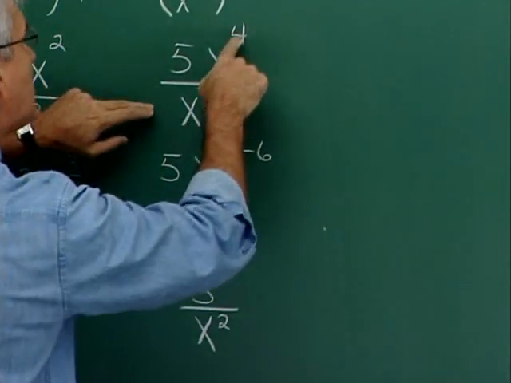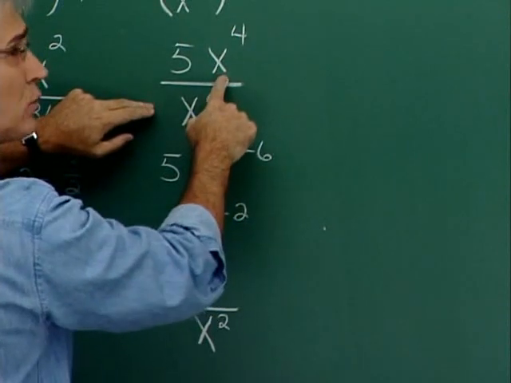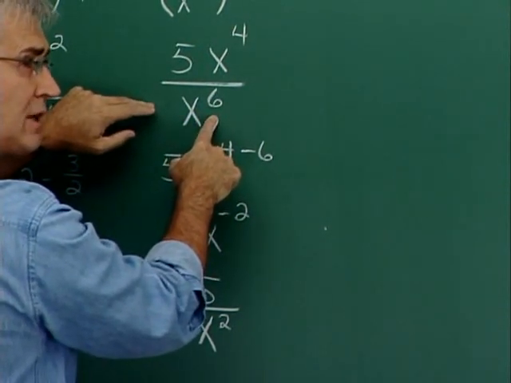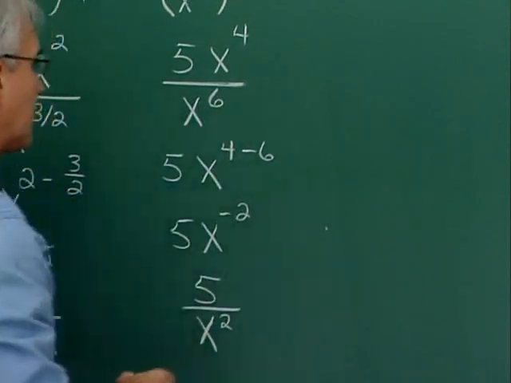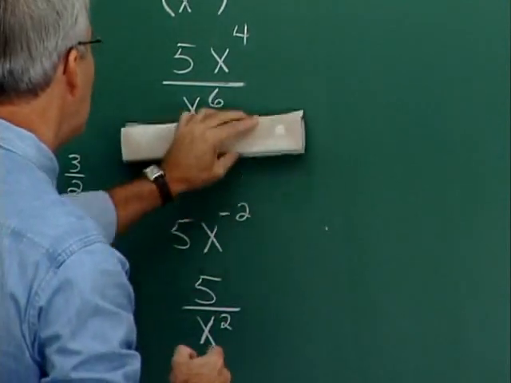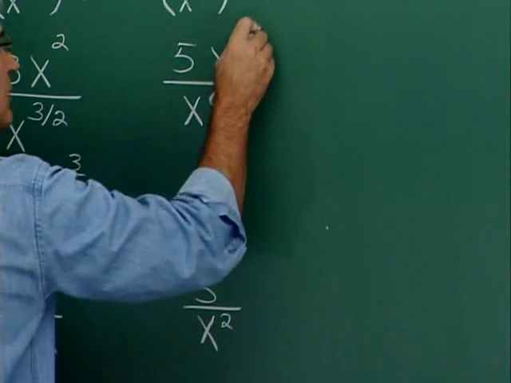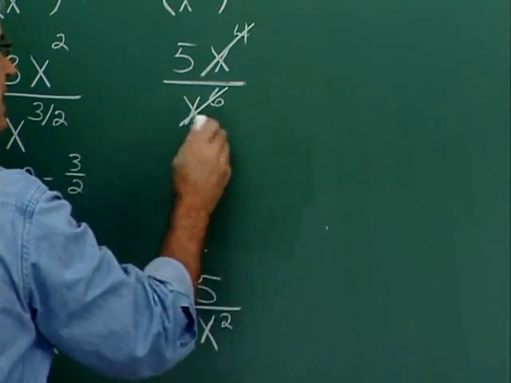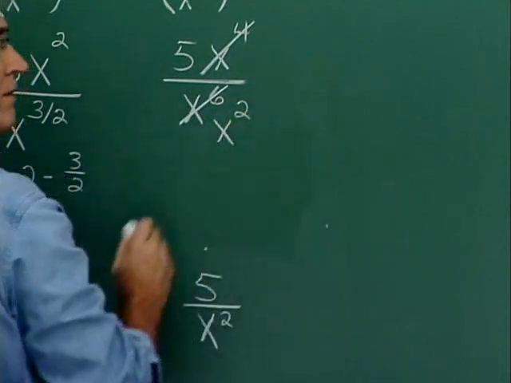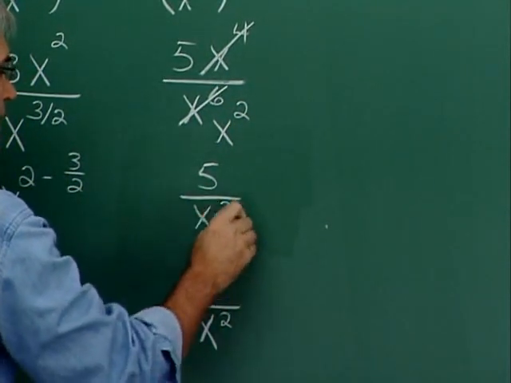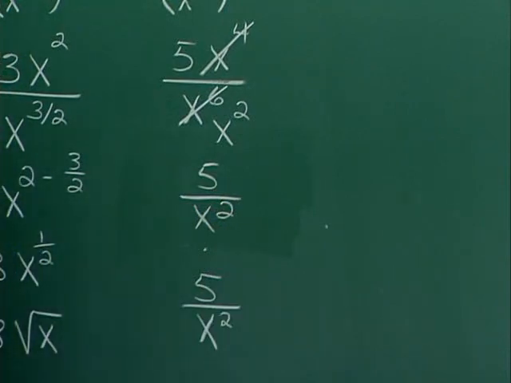We could say that these 4 factors of x will take out 4 of the 6 factors of x here, leaving 2 factors of x in the denominator. So we could very quickly arrive at an answer like this. All of these factors of x will cancel with 4 of these, leaving x squared down in the denominator. So it's 5 over x squared, and that then is our answer.